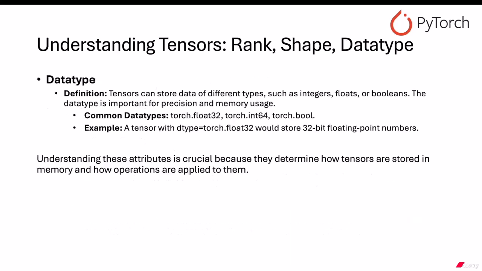Data type. Tensors can store data of different types such as integers, floats, or booleans. The data type is important for precision and memory usage. Common data types are torch.float32, torch.int64, and torch.bool. Here's an example. A tensor with dtype equal to torch.float32 would store 32-bit floating point numbers. Understanding these attributes is crucial because they determine how tensors are stored in memory and how operations are applied to them.